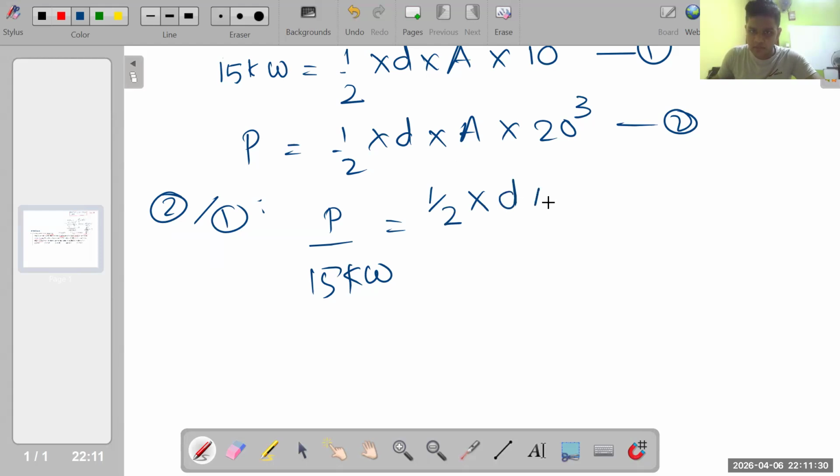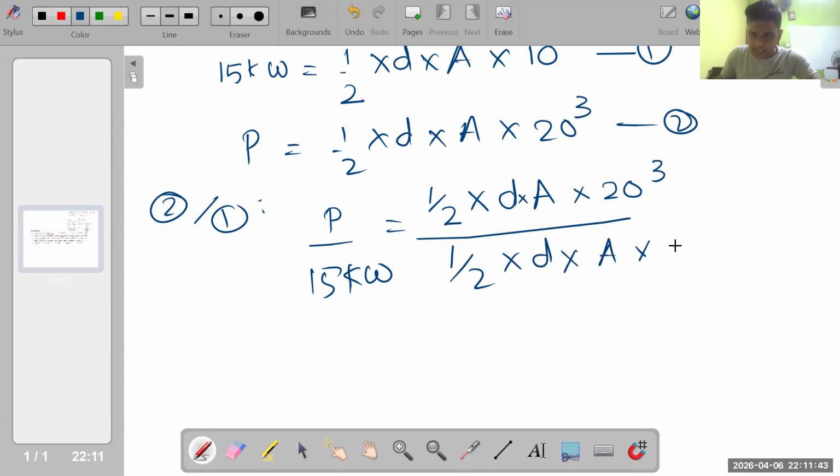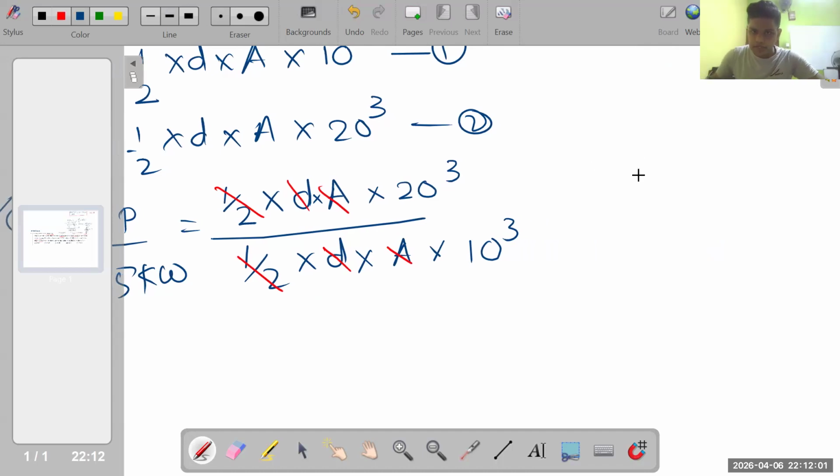Half into D into A into 20 cube. So the same will be written here. Half into D into A, but the change is 10 cube. So we can understand that. I use another color. Half cancels off. D cancels off. A cancels off. Now what actually remains? So let's see. Finally, what remains is power 15 kilowatt.